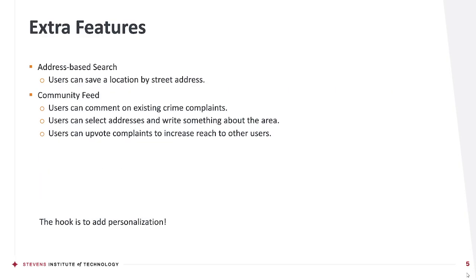Some extra features we'd like to add, if we have time, would be an address space search. So users could tag a street address or a location and then find all the complaints around them, and a community feed as well. So we can have sort of like a social media for crime complaints around a neighborhood. If any users have more information about a crime that they want to add onto a complaint, they're welcome to do so.